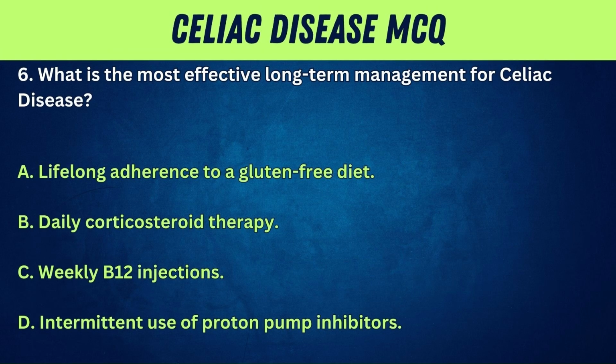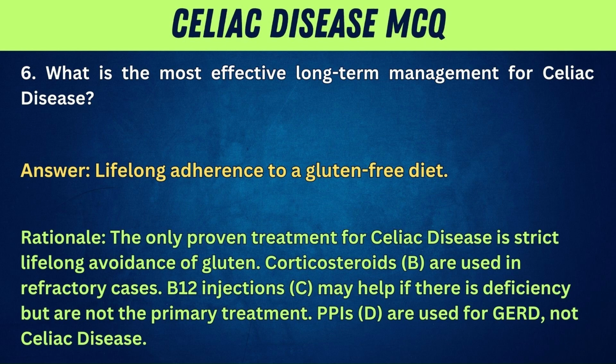6. What is the most effective long-term management for celiac disease? A. Lifelong adherence to a gluten-free diet. B. Daily corticosteroid therapy. C. Weekly B12 injections. D. Intermittent use of proton pump inhibitors. Answer: lifelong adherence to a gluten-free diet.